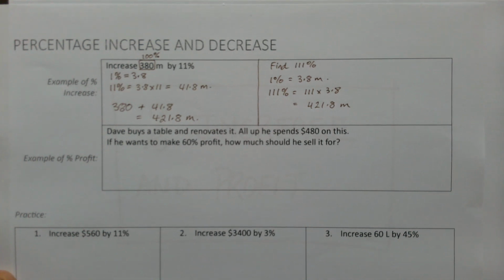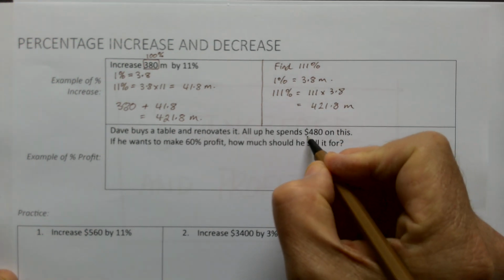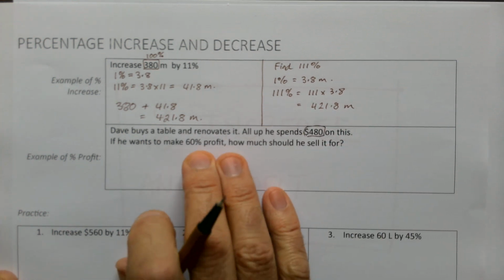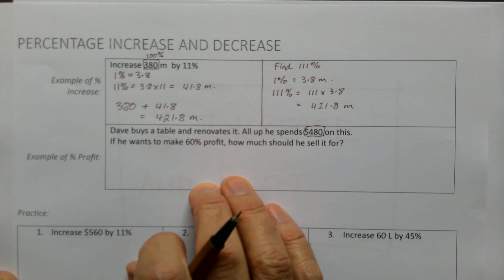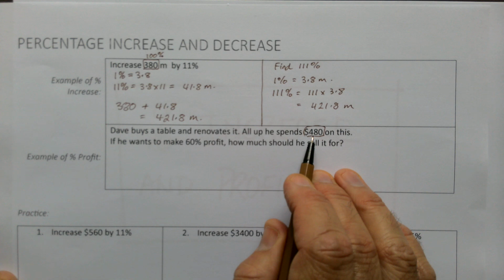All right, so all up, he spent $480. That's buying the table, the sandpaper to sand it back, the wood stain, the whole thing. He kept a record of it. He spent $480 to do this. Now, he figures he wants to make 60% on it. So what should he sell it for? The profit is going to be 60% more than that.